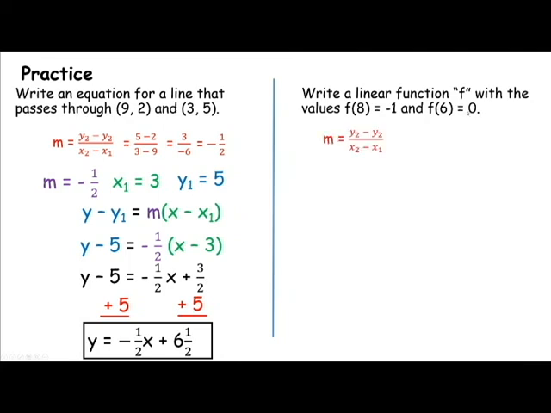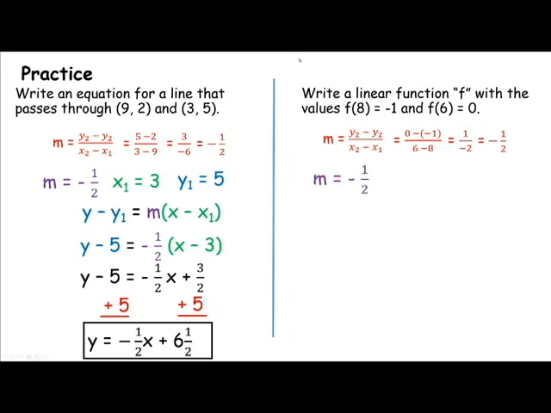We can plug those into our slope formula. I'm going to subtract my y's, negative 1 and 0. I think I picked this one as y2 minus y1. Over here's your x, x2 minus x1, and you get negative 1/2.